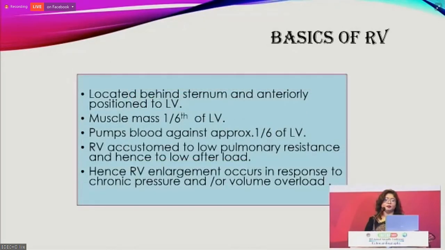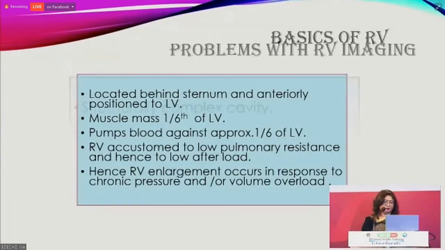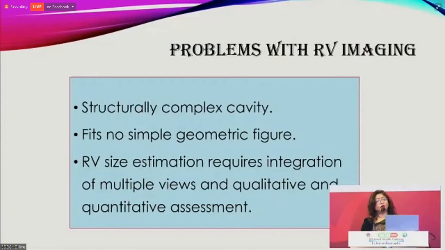It is located behind the sternum, anteriorly positioned to the LV, and its muscle mass is 1/6 of the LV. It is accustomed to low pulmonary resistance and hence to low afterload. It is a structurally complex cavity that fits no simple geometric figure, and RV size estimation requires integration of multiple views and qualitative and quantitative assessment.